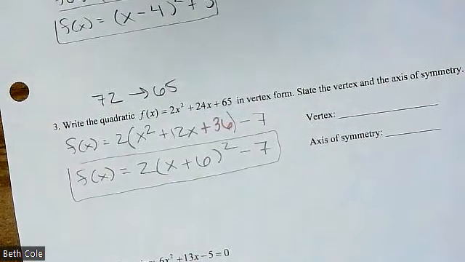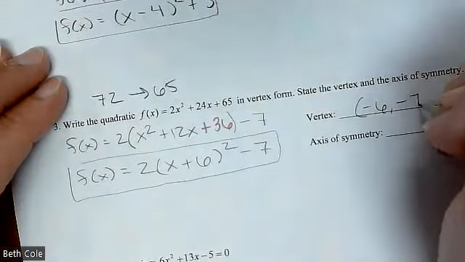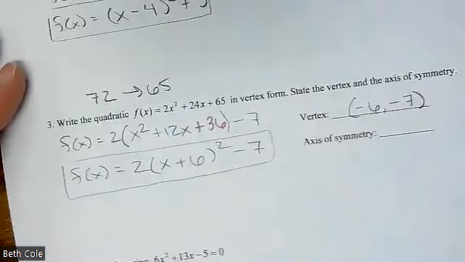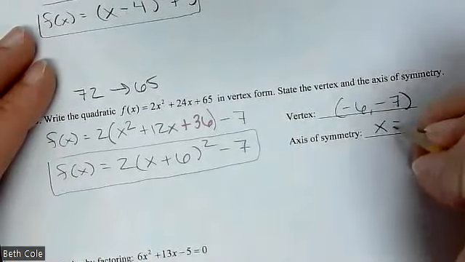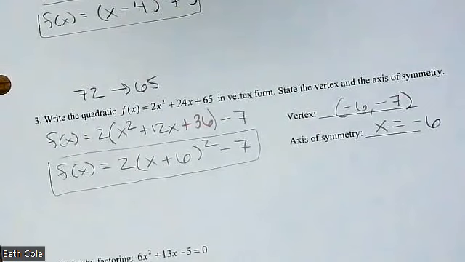Good. Okay, come with me on this with your imagination. If you go left 6, down 7, what's your point? Good. They're both negative. Negative 6, negative 7. And then your axis of symmetry would be x equals negative 6.